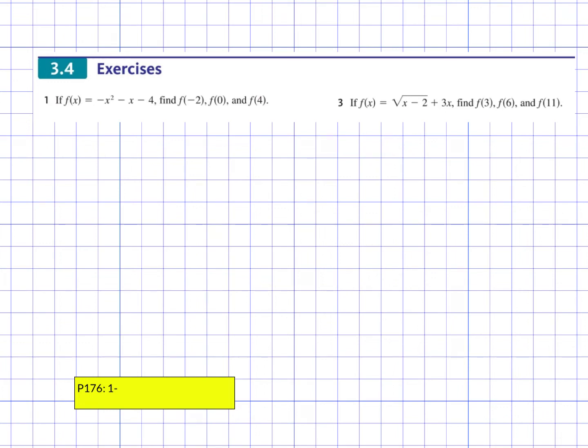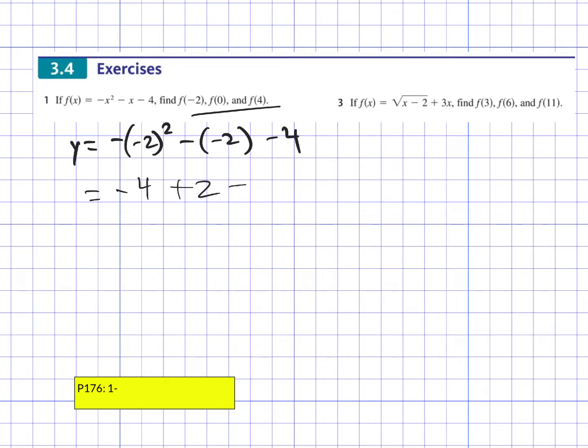All right, 3.4. All we're doing is substituting all these values in. So f of x is just a fancy way of saying, hey, y equals negative 2 squared minus negative 2 minus 4. So that's all you're doing when you plug those in. And so you just watch out for your negatives. So this is minus positive 4 plus 2 minus 4. So minus 4 plus 2 is negative 2, minus 4 is negative 6. So what you found was when x is negative 2, y is negative 6. So these are your x values that are going in, and f of x is your y value.